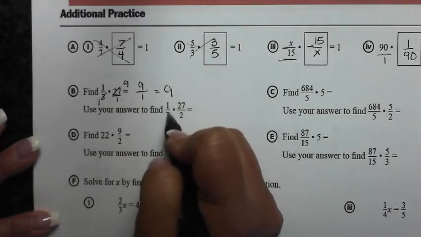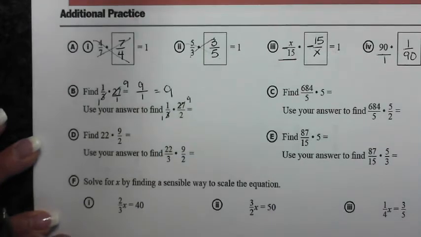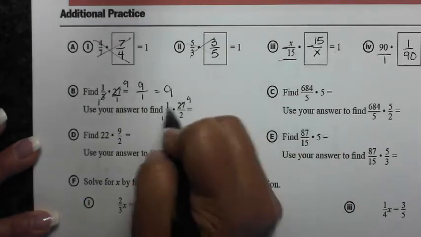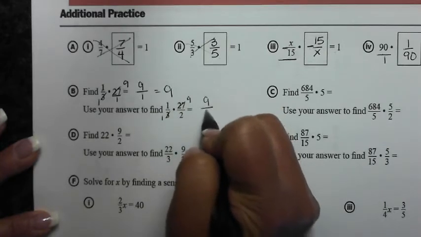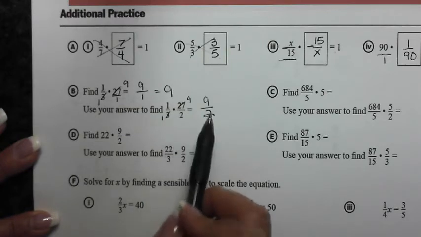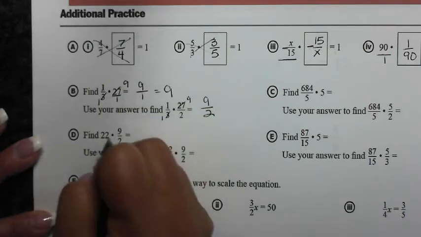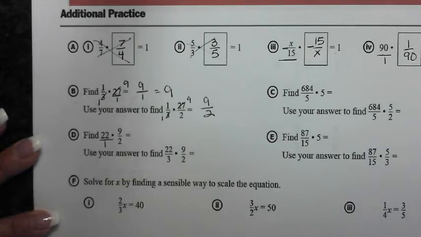Here, same thing. 3 goes into 3 once. 3 goes into 27 9 times. But now if we multiply straight across, we have 9 over 2. 1 times 9 is 9. 1 times 2 is 2. Okay? We're multiplying by a whole number. Anytime you're multiplying a whole number by a fraction, turn that whole number into a fraction by putting it over 1.